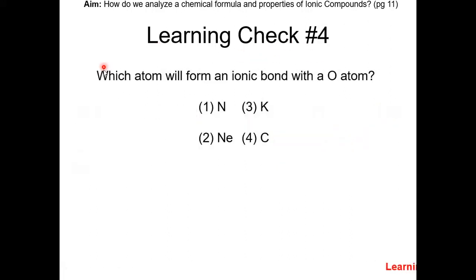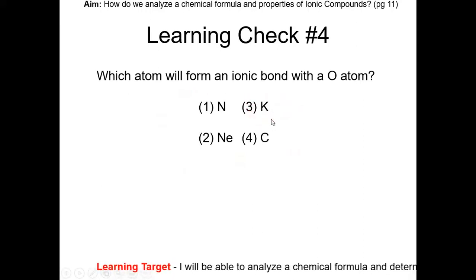Learning check number 4. Which atom will form an ionic bond with oxygen? Pause the video and resume once you have the answers. So the ionic bond is between a metal and a nonmetal. Since oxygen is a nonmetal, we just need to look for a metal here. So the metal is potassium, choice 3.